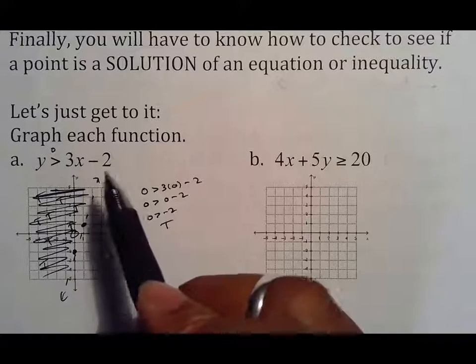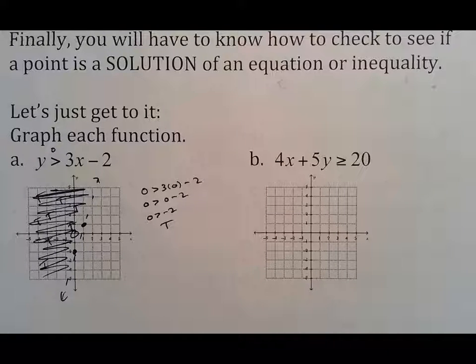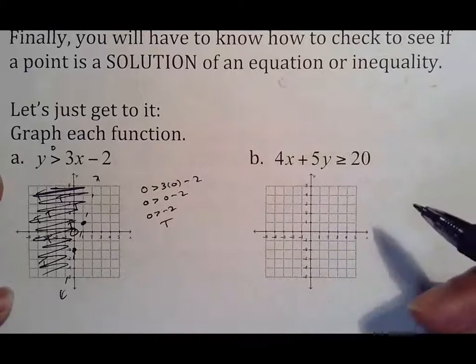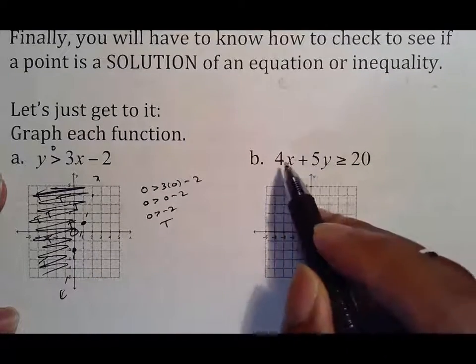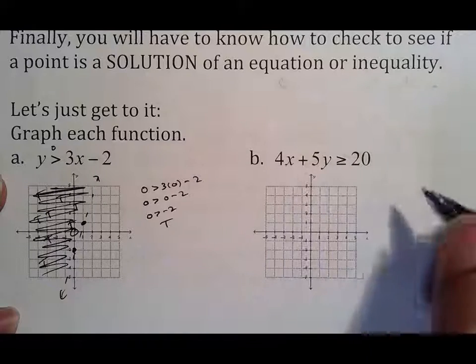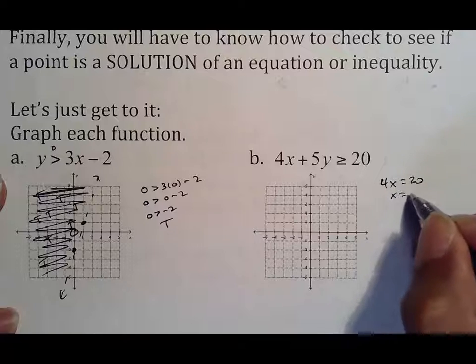The toughest part is to make sure you use the proper line, make sure you test appropriately, and make sure you shade appropriately also. B, 4x plus 5y greater than or equal to 20. Again, ignore that for now and just work this out like anything else. And what we learned with standard form graphs is that we ignore the y. Notice I even write it like it equals to get x is 5.